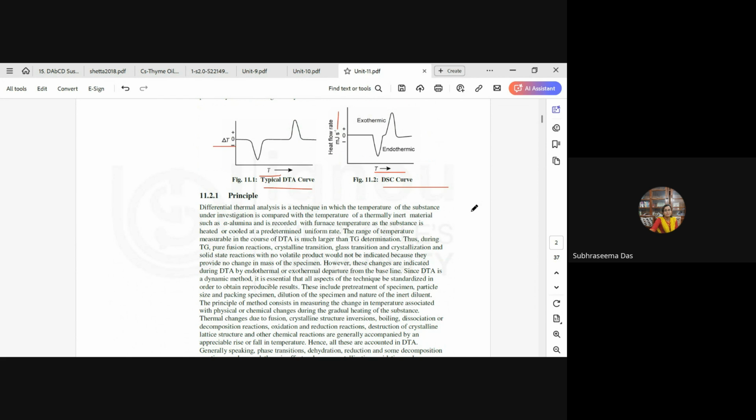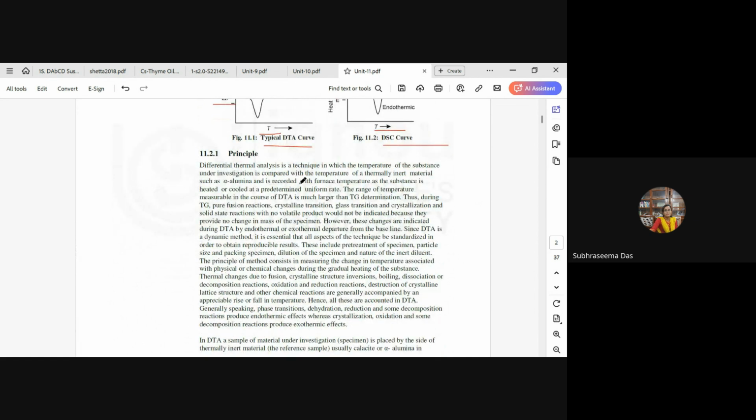Differential thermal analysis is a technique in which the temperature of the substance under investigation is compared with the temperature of a thermally inert material, mostly alpha alumina, and recorded with the furnace temperature as the substance is heated or cooled at a particular rate, the scanning rate. The range of temperature measurable in the course of DTA is much larger than in TGA.